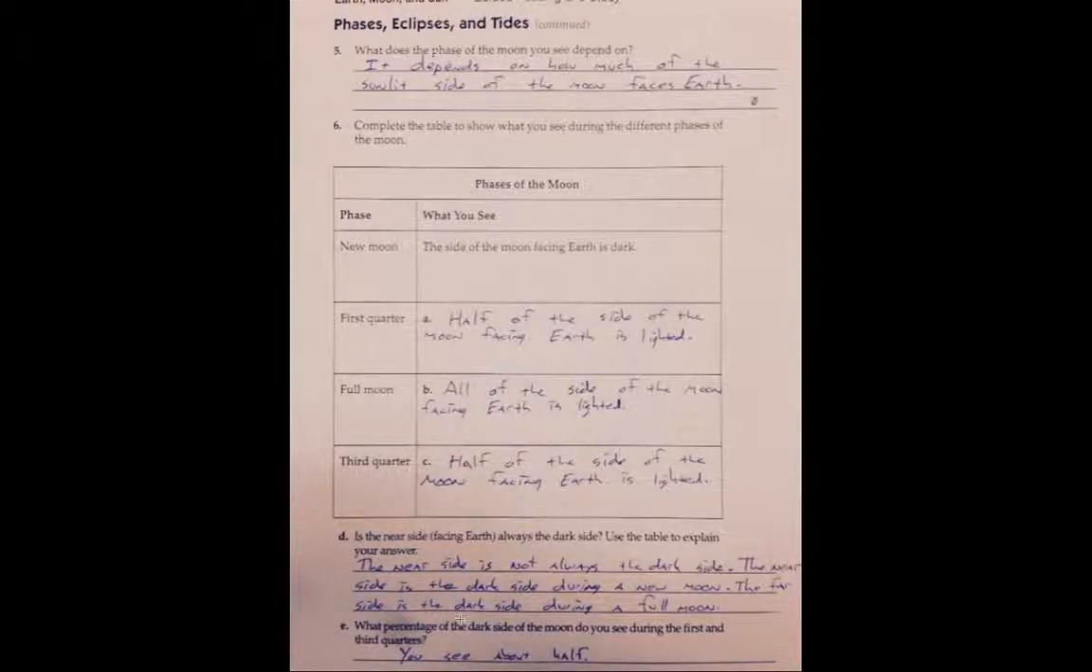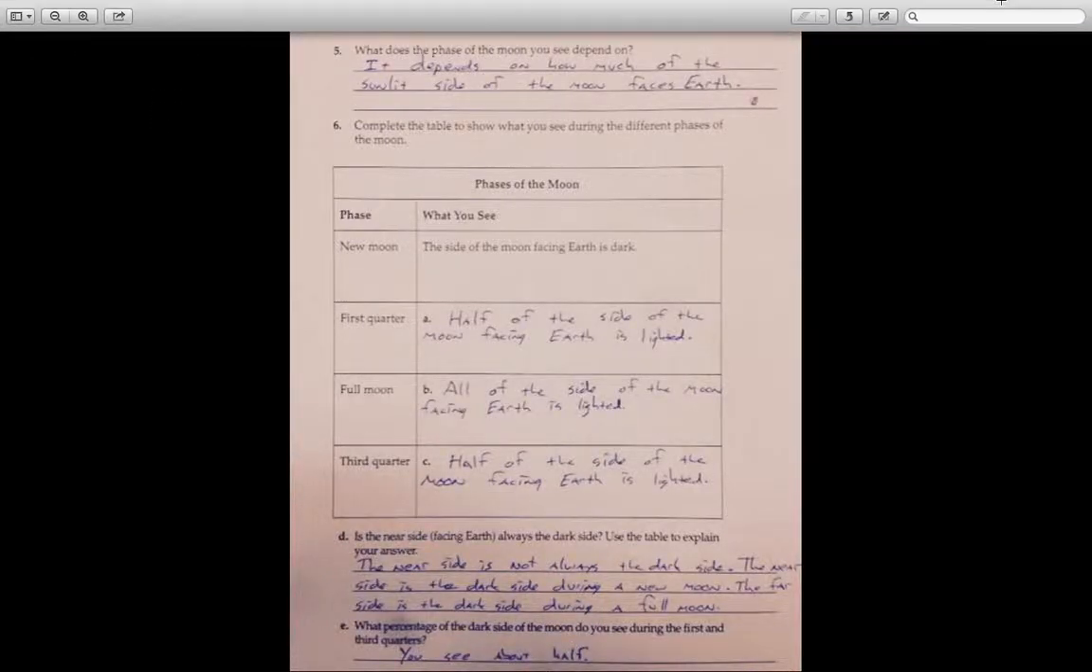And E, what percentage of the dark side of the moon do you see during first and third quarter moons? You see about half. So I guess this is referring to when you look up, you see the first quarter lit by the sun, but you can still see a dark part of the moon. It's just a little bit harder to see. So you see about half of the dark side, so that's like half of a half again. All right.